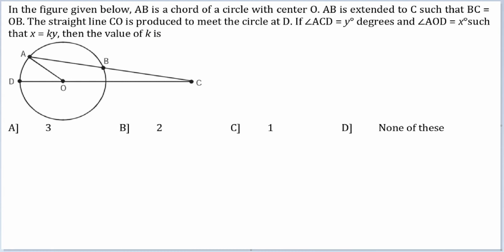Let's look at this question. In the figure given below, AB is a chord of a circle with center O. AB is extended to C such that BC is equal to OB.